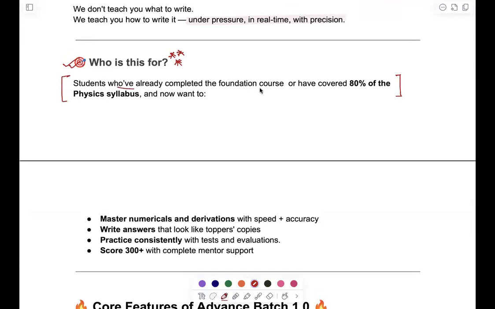Those who have completed the foundation, whether they are our old foundation batch students or have completed it from another institute, that is also fine. Or have covered at least 80% of the syllabus. Even if not 80, even if you have completed 70% of the syllabus, or at least 5 out of 8 modules. This is the minimum prerequisite.